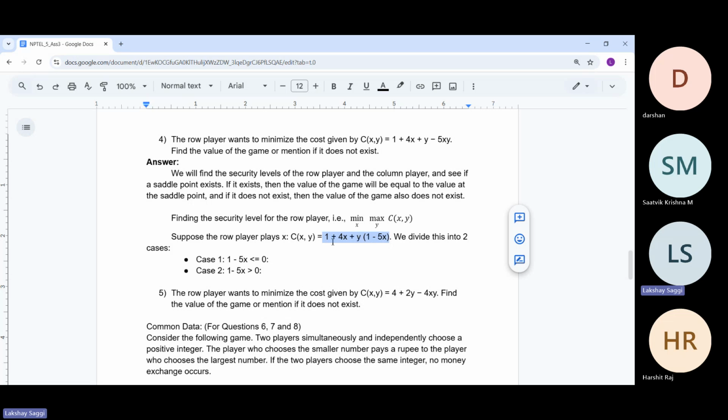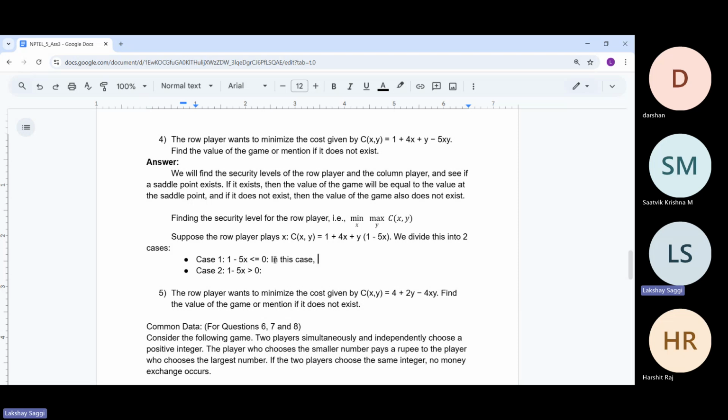Suppose 1 plus 4x comes out to be something, like suppose x was equal to 1. Then this whole quantity comes out to be 5, and then y times (1 minus 5), which is minus 4. So we have 5 minus 4y. For this to be maximum, you need to take y equals 0 so that you get the quantity as 5. If you take y equal to 1, you will get 5 minus 4, which is 1. Yeah, so good job, Harshit. As you are writing, y will be 0 for case 1.